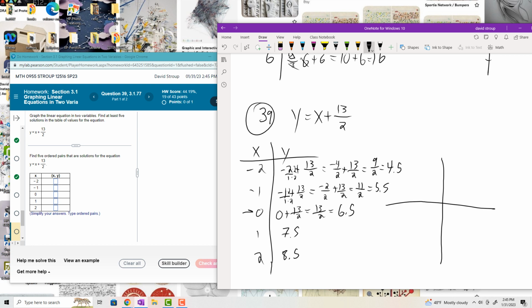Let's try this point and this point. So I'm going to have to go out to 6.5 or 7. 1, 2, 3, 4, 5, 6, 7. 1, 2, 3, 4, 5, 6, 7. Okay, so at -1, I'm at 5.5. 1, 2, 3, 4, 5, and then a little bit in between 5 and 6. And then at 0, I'm at 6.5. So 0, don't move, go up 1, 2, 3, 4, 5, 6.5. Connect the dots, put arrowheads on the guy, and there's your line.